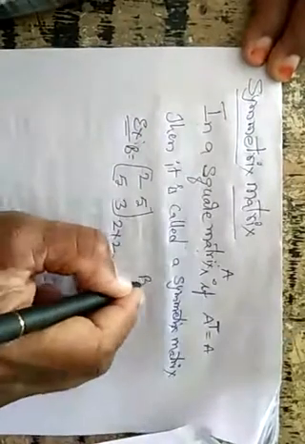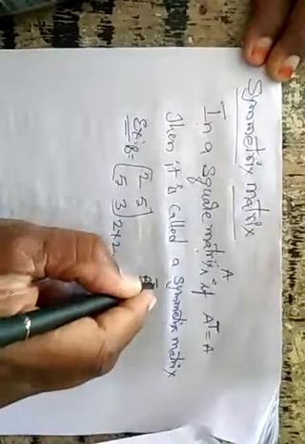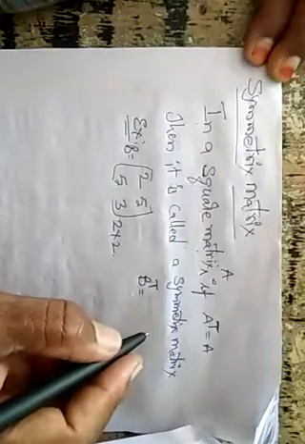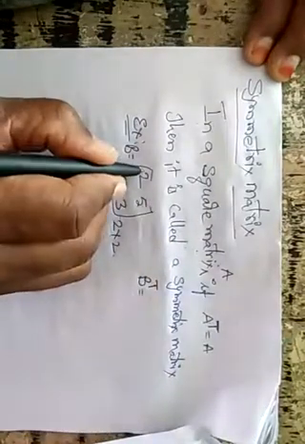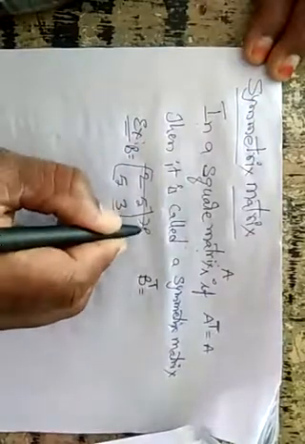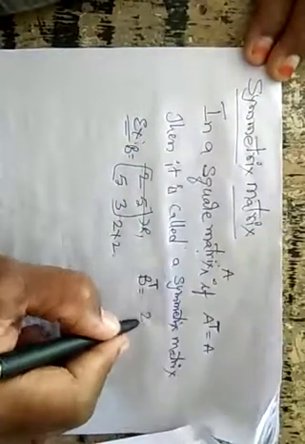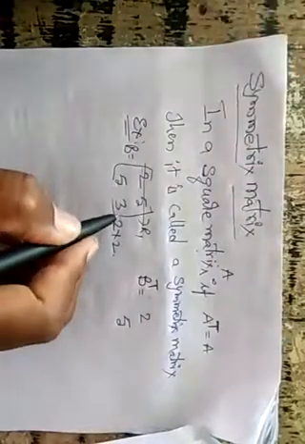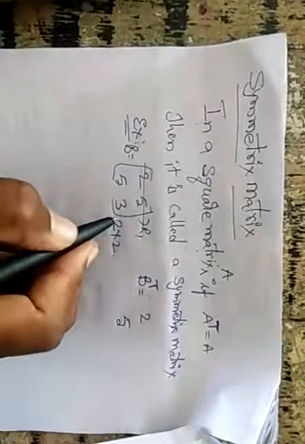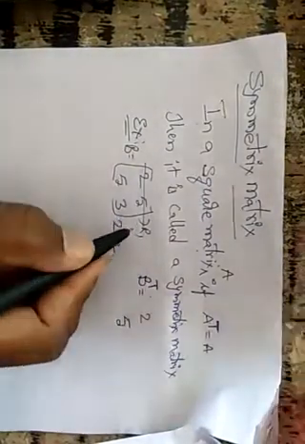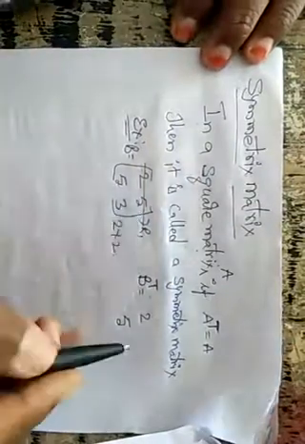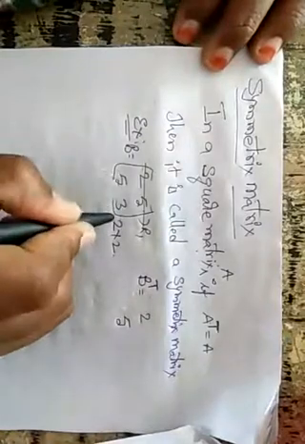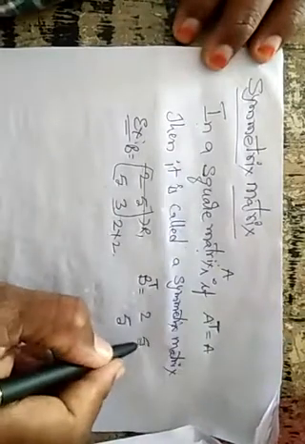Let us find the transpose of the matrix B. It is represented as B transpose, BT. I am converting rows into columns. I am taking row R1, 2, 5, as the first column, and row R2, 5, 3, becomes the second column.